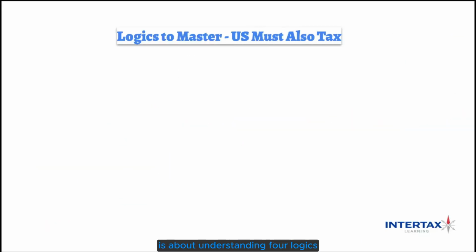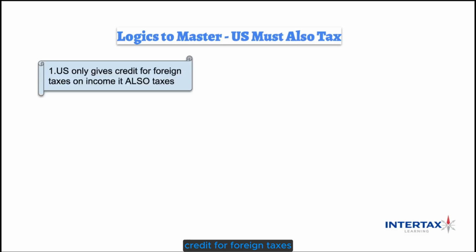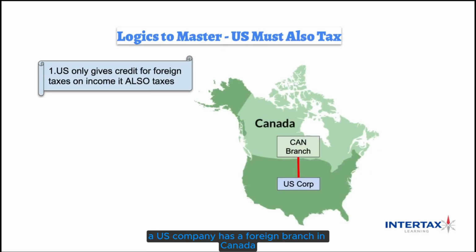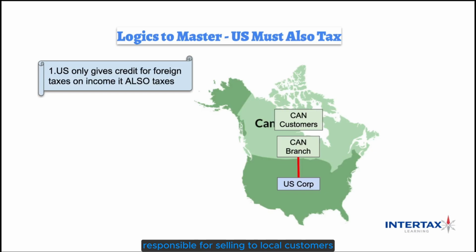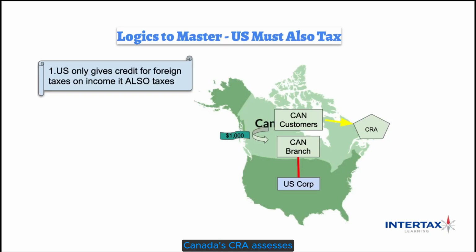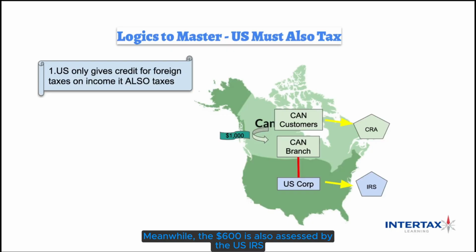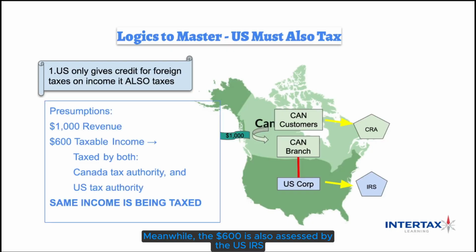Mastering foreign tax credit is about understanding four logics. First, the U.S. only gives credit for foreign taxes on income it also taxes. For example, a U.S. company has a foreign branch in Canada responsible for selling to local customers. Let's assume, in the current year, the branch's revenue in Canada is $1,000 and the taxable income is $600. Canada's CRA assesses corporate income tax on that $600. Meanwhile, the $600 is also assessed by the U.S. IRS. At this point, the U.S. may give credit for foreign taxes paid by the branch to Canada.